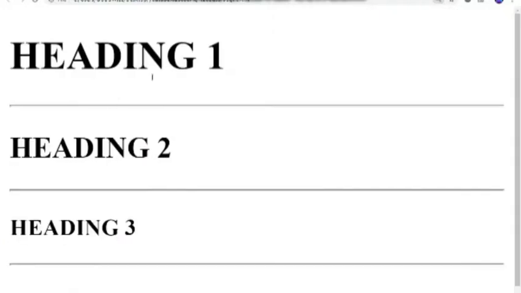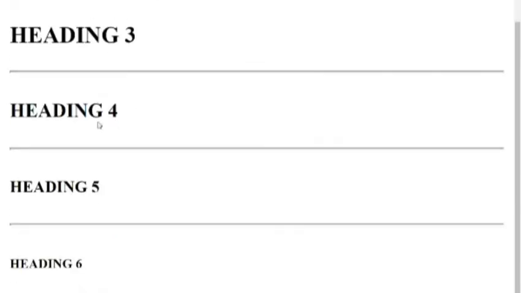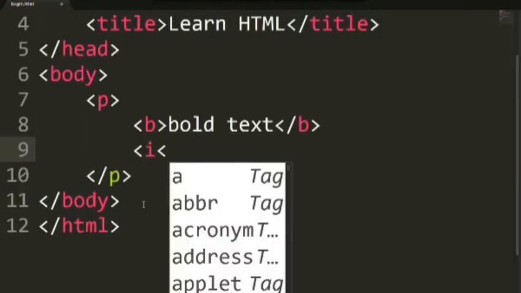And also look at the headings. Heading 1 is the biggest, followed by heading 2, 3, 4, 5 down to 6. That's how you add headings to your work. So let's move on to the next tag.